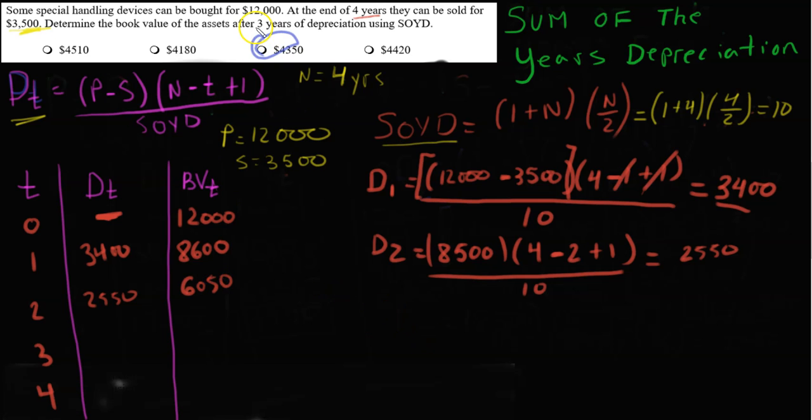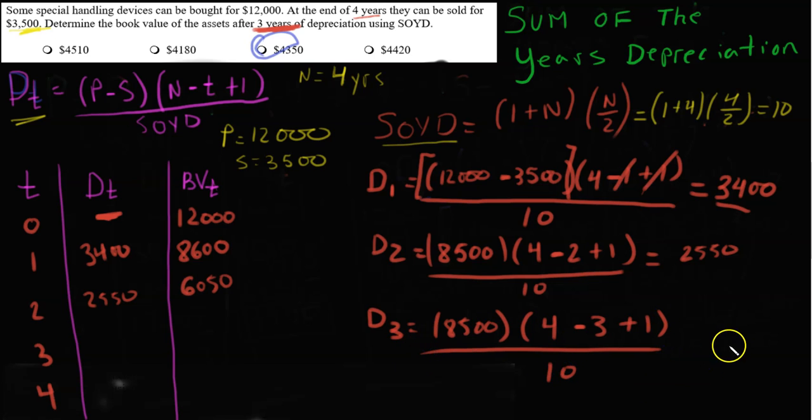And finally, the question is asking you for the book value after 3 years. I already circled the answer, but doesn't matter. So at year 3, 8,500 stays the same as usual, and it's always 4, and we're at year 3, plus the 1 that's always there, divide by 10, getting an answer of 1,700. And finally, subtracting 1,700 from 6,050 gives you a value of 4,350. And that is our answer.